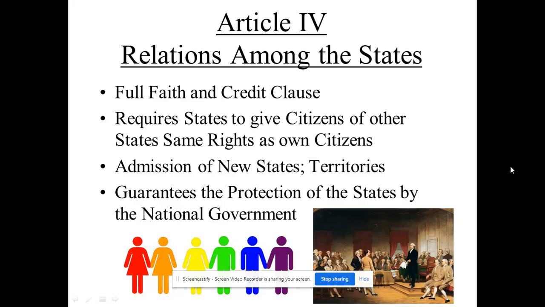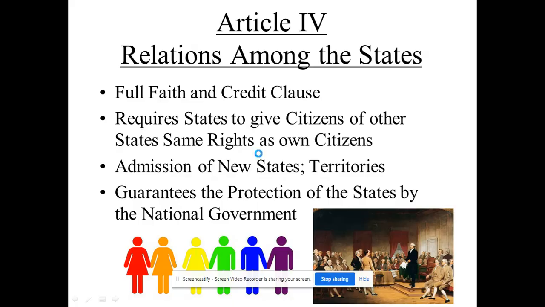And then the last one guarantees the protection of the states by the national government. So protecting us from attacks outside of our borders, and then also if there's any kind of internal disorder that is happening. So that's Article 4. Hopefully that was just review from the Ed Puzzle.